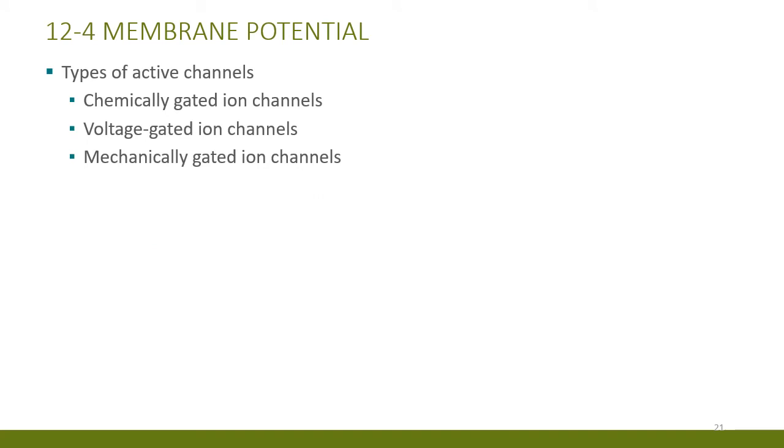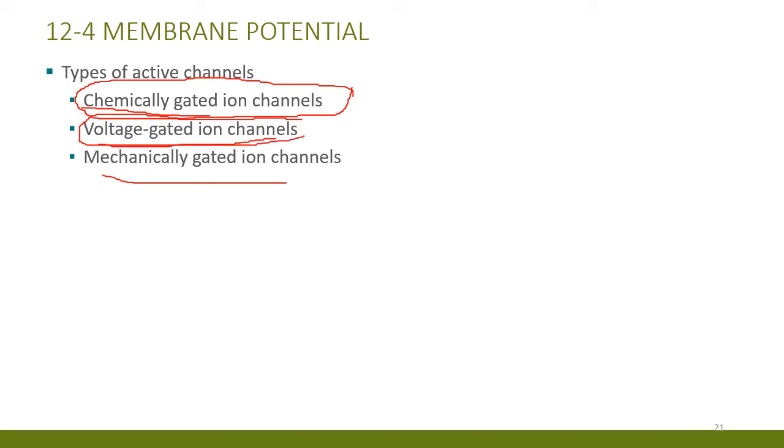There are 3 types of gated channels: chemically or ligand gated, voltage gated, and mechanically gated. Chemically or ligand gated are stimulated by a neurotransmitter substance or a hormone to open. Voltage gated are opened and closed by a change in the membrane potential. And mechanically gated are opened and closed by some sort of mechanical stimuli.